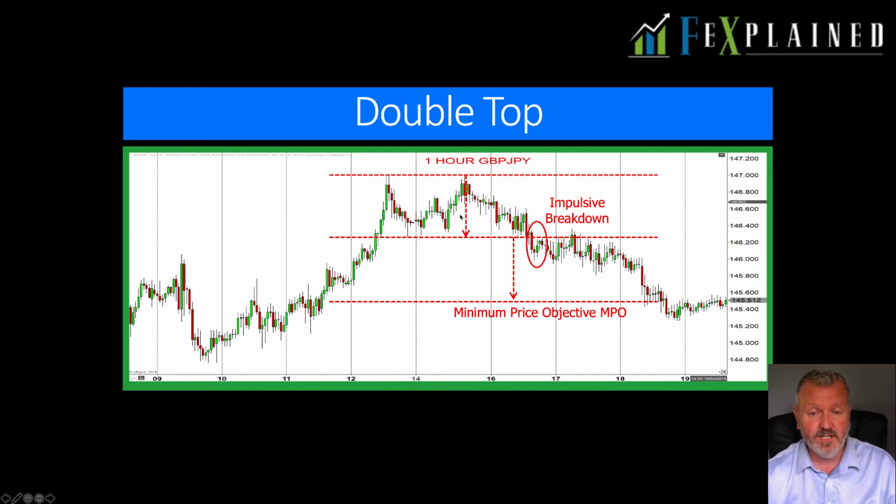Then we get the measure, the distance from the highs to the low. This vertical distance, measured from the breakout point here, gives us our MPO, our minimum price objective. You can see we get an impulsive break to complete the double top, and then the market moves lower to hit the minimum price objective.